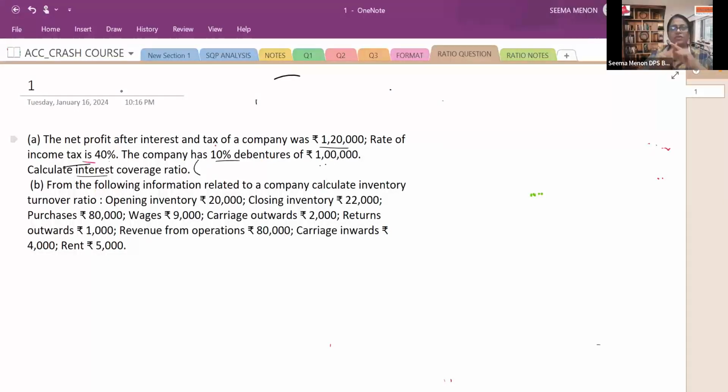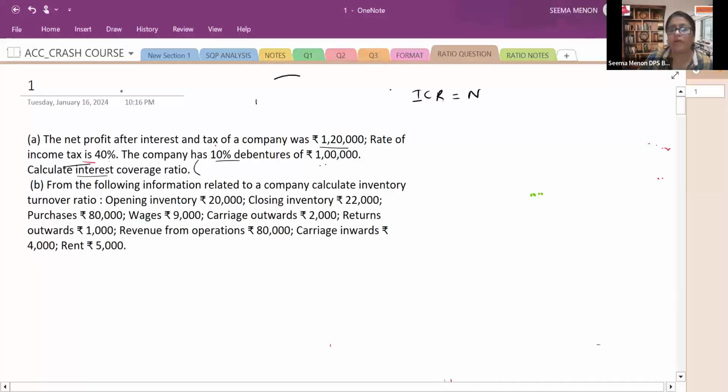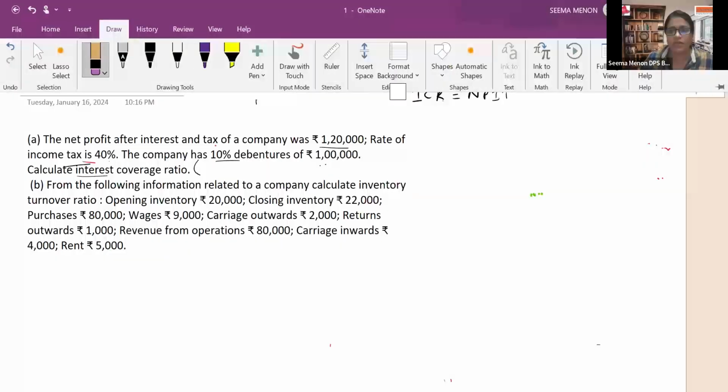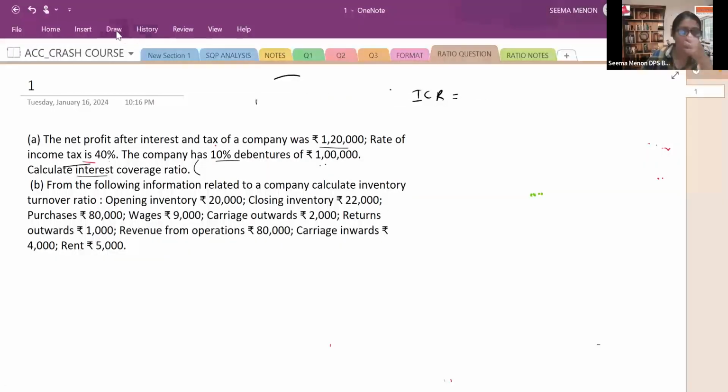Calculate interest coverage ratio. Whenever you solve accounting ratio, first of all, you have to write the formula. The formula itself, you will get half mark in the board examination. So interest coverage ratio, here I am writing short form, is equal to net profit before interest and tax. If you want, you can write the full form also, but in examination you will be using full form only.